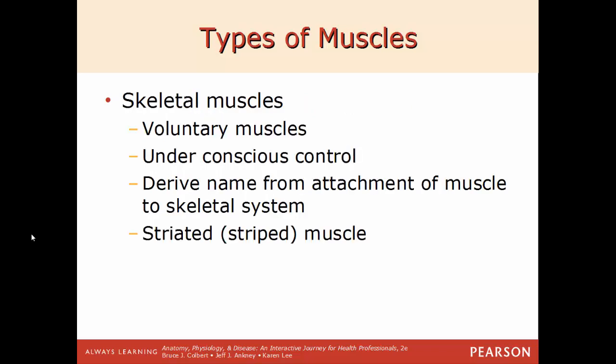Alright, the first type, skeletal muscle. These are the voluntary muscles. These are the muscles that you voluntarily control. Now, you choose to open the door or close the door. You are choosing to pick up a drink or put it back down. You have conscious control over the muscle movement. And these muscles, their names will derive from where they attach in the skeletal system. And one big indicator of skeletal muscle, they are striated in appearance. That means they look like they are striped. They have alternating light and dark patterns, and you'll see why that is here in a few minutes.